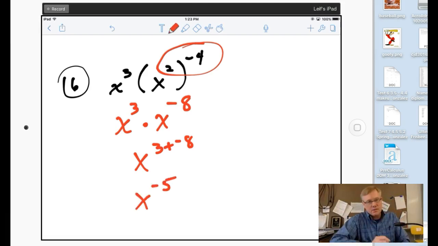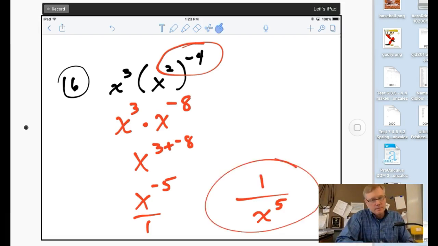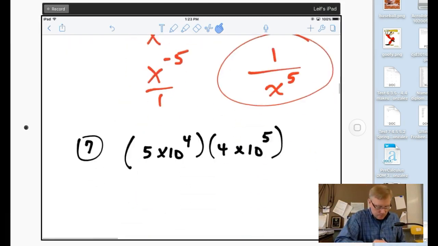Now you're not done yet, because no final answer should have negative exponents in it, which means you have to move it to the other part of the fraction. Right now it's over 1, so I can move it to the bottom of the fraction, make the exponent positive. If there's nothing left in the top of the fraction, you can always put a 1 there. So that's my final answer. X to the negative 5th is 1 over x to the 5th.